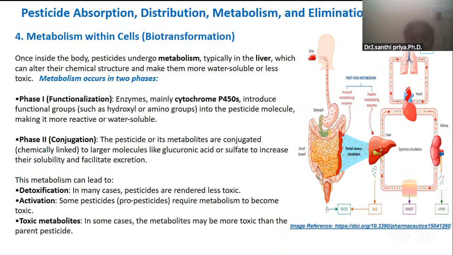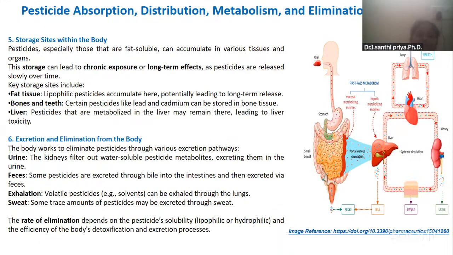So rather than the main pesticides, the metabolites that come from the main pesticide can be more toxic than the original one. And coming to storage sites within the body, pesticides, especially those that are fat soluble, can stay for longer durations, and this storage can lead to chronic exposure or long-term effects as pesticides are released slowly over a period of time.